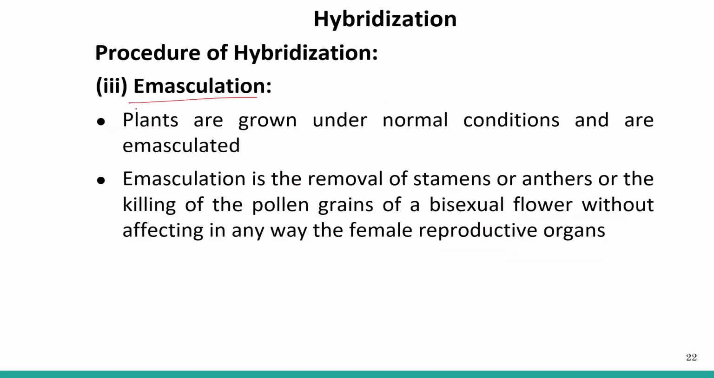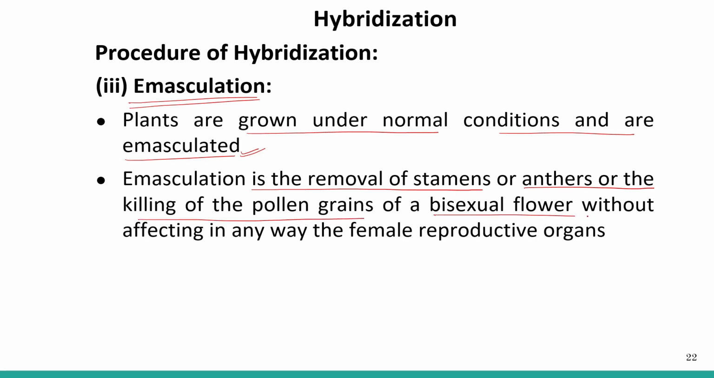Now, the third step, that is the emasculation. The plants are grown under the normal conditions and are emasculated. The plant which we obtained after the F1 generation must be grown in the normal condition and emasculated. What is emasculation? Emasculation is the removal of stamens or anther or the killing of the pollen grains of a bisexual flower without affecting in any way the female reproductive organ. So we are removing the stamen or anther or killing the pollen grains, but be sure that there should be no pollen grain present in the anther.